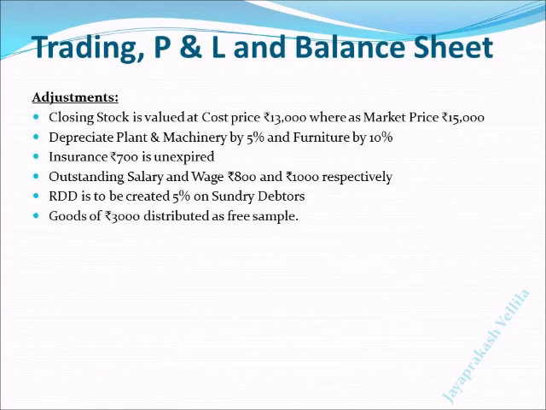In addition to this, there are adjustments. First one, closing stock is valued at a cost price 13,000 whereas market price 15,000. Depreciate plant and machinery by 5% and furniture by 10%. Insurance 700 is unexpired. Outstanding salary and wage rupees 800 and rupees 1,000 respectively. RDD is to be created 5% on sundry debtors. Goods of 3,000 distributed as free sample.